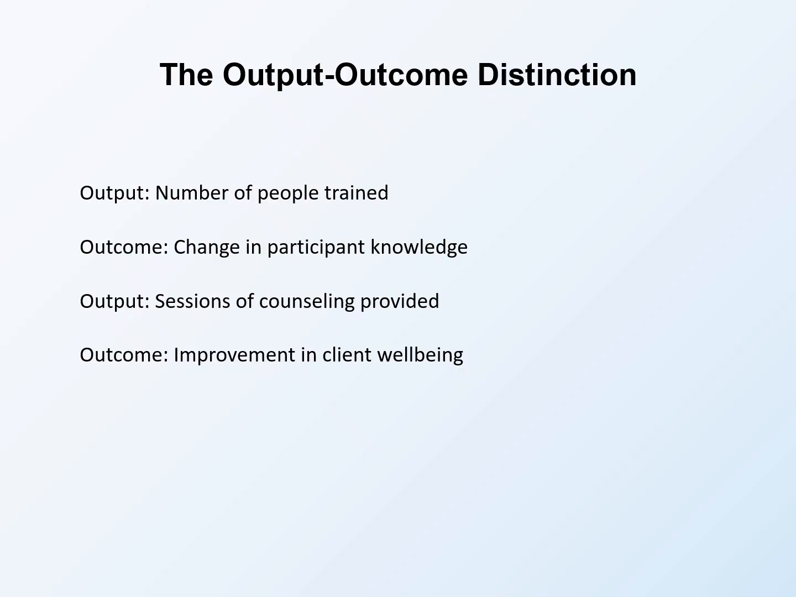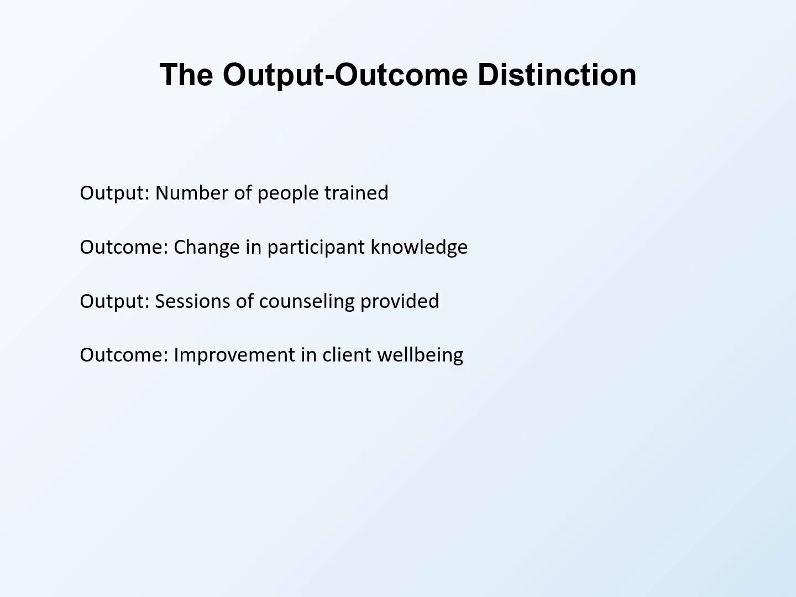Output example, sessions of counseling provided to clients. This counts service delivery volume regardless of results. Your staff conducts sessions according to schedule and you count them. Outcome example, improvement in client well-being following counseling. This measures whether counseling actually helped clients feel or function better. Many factors beyond your counseling sessions affect well-being.